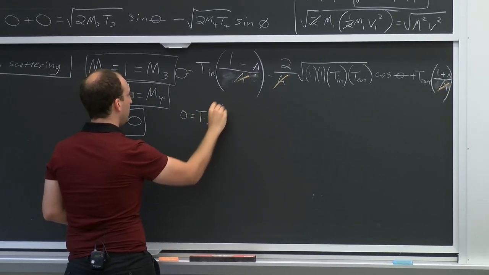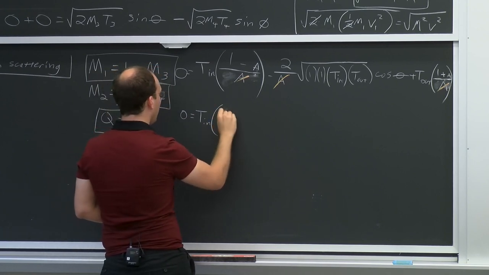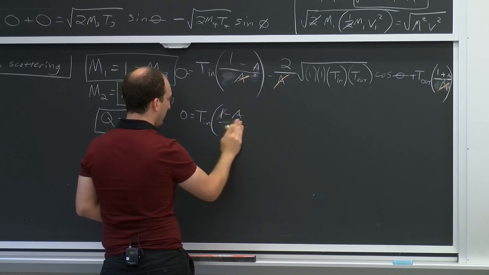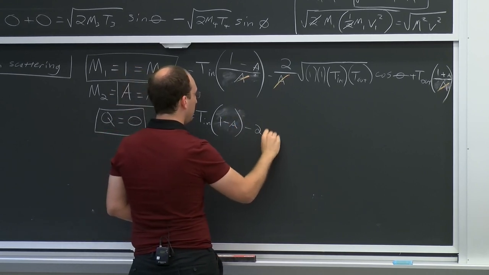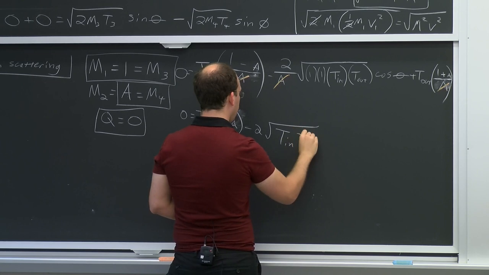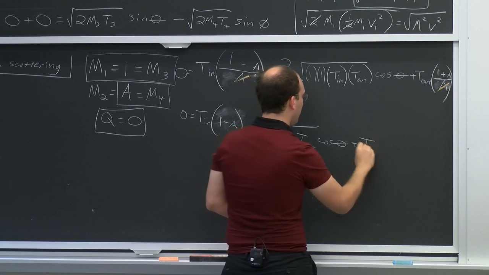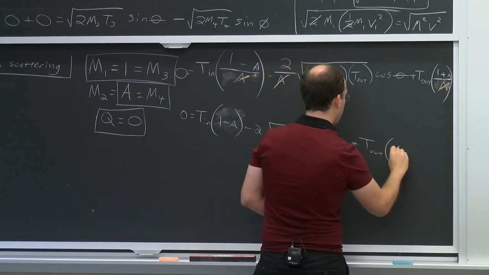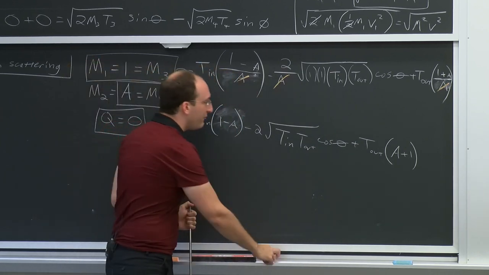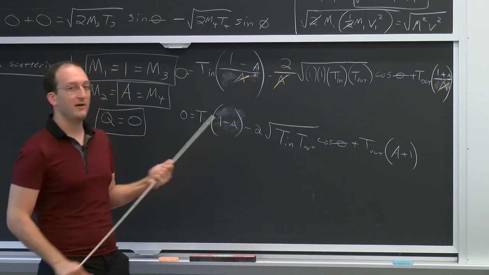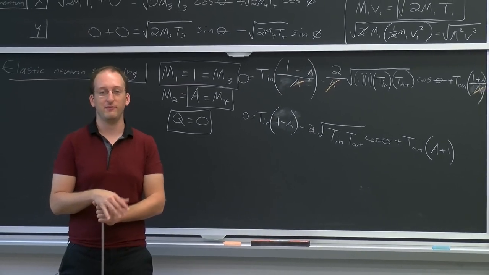0 equals T in times 1 minus A, minus 2 root T in T out cosine theta, plus T out times A plus 1. And OK, it's 5 minutes of, so I'm going to stop this right here at a fairly simple equation. We'll pick it up on Thursday, and I want to open the last 5 minutes to any questions you guys may have.